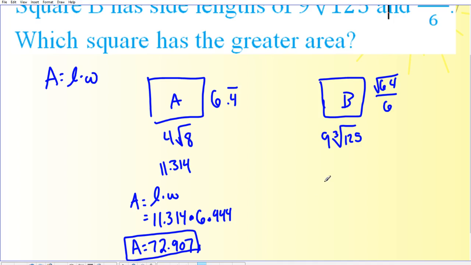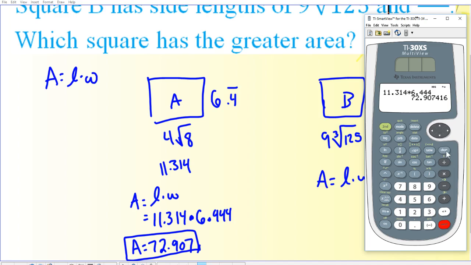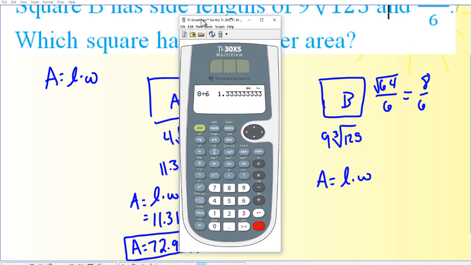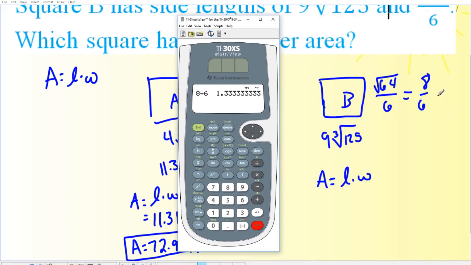Square B is length times width. All right, so I need to figure out what these two are as decimals as well. Now, I can actually do some of this one by myself because I know the square root of 64 is 8. And then 8 divided by 6 will be a lot easier to type in. 8 divided by 6 equals 1.3 repeated.